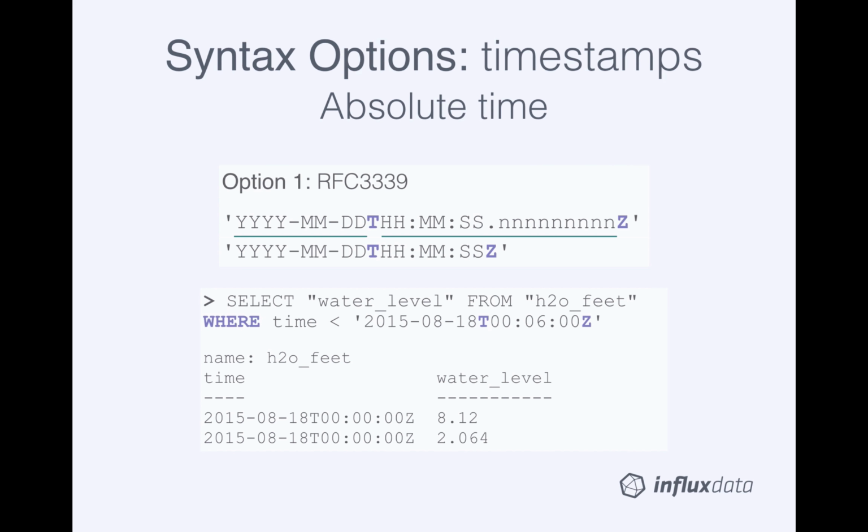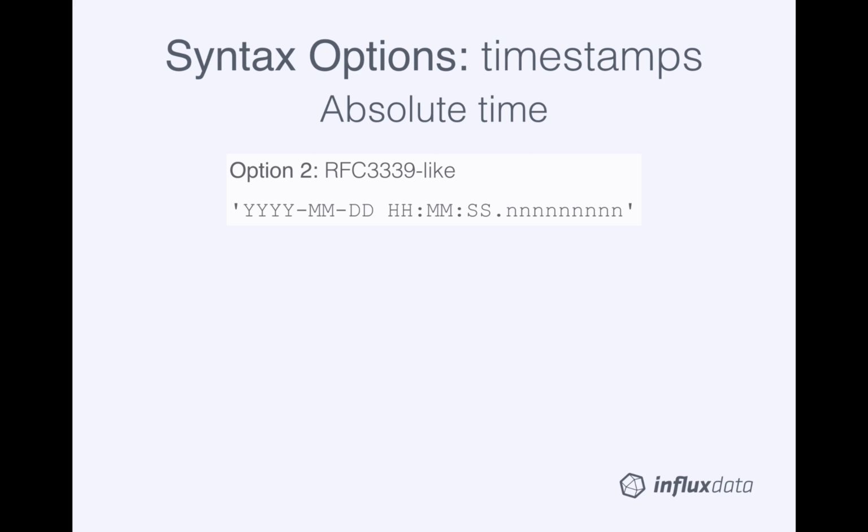We select all values of water level in the H2O feet measurement with timestamps that occur before August 18th, 2015, 6 minutes after midnight. Another option for specifying absolute time is to use an RFC-like timestamp. This format is almost the same as the format we saw before, but this time you don't have the T between the date and the time.